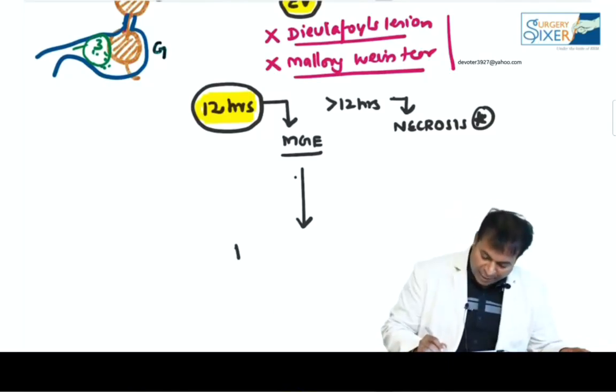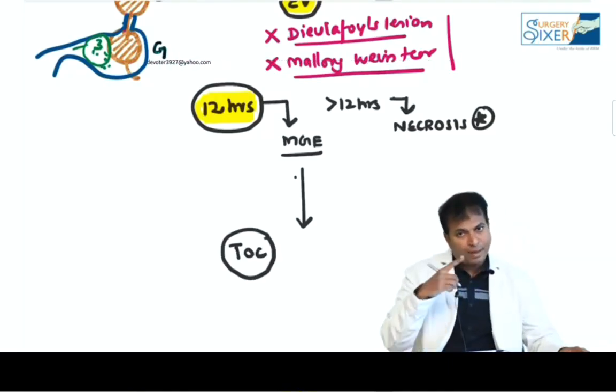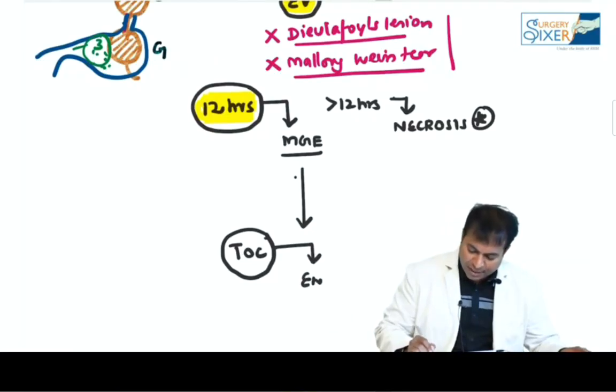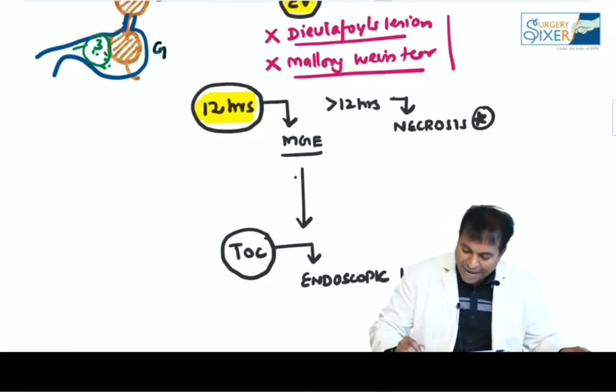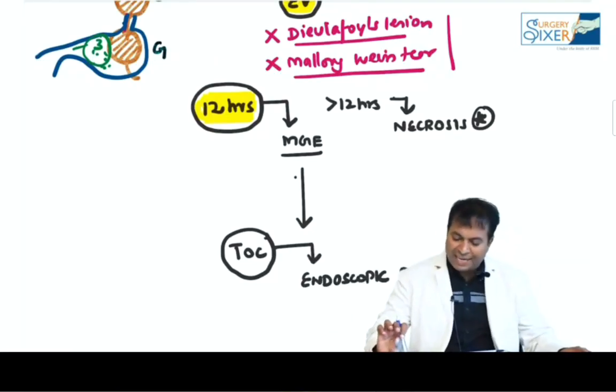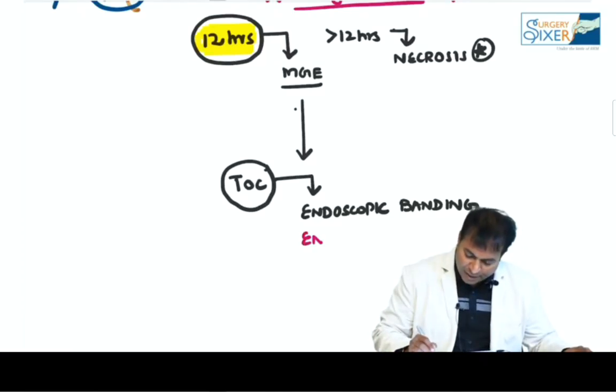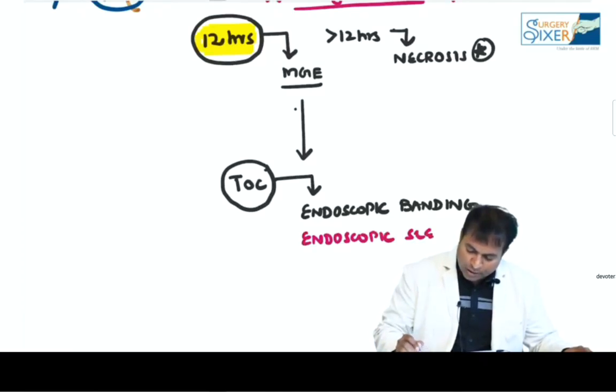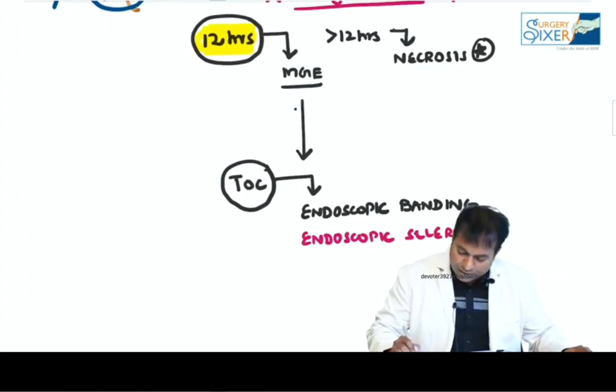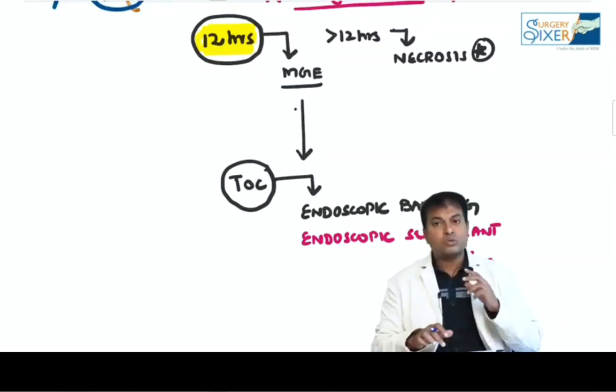Now comes the treatment of choice for varices. The drug of choice is octreotide. The treatment of choice for esophageal varices is endoscopic banding. Another treatment is endoscopic sclerotherapy. The commonly used sclerosant for esophageal varices is sodium tetradecyl sulfate.